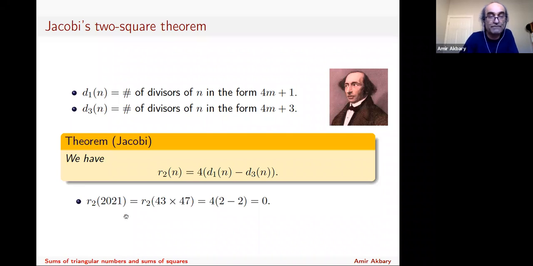So the 4 times the difference of the number of divisors of n in the form 4k plus 1 minus the number of divisors in the form 4k plus 3. So the question that I raised about r_2(2021): 2021 is a product of two consecutive primes, 43 and 47. And so we have 4 divisors, 2 of them in the form 4k plus 1, 2 of them in the form 4k plus 3. So actually, there's no way we can represent 2021 as a sum of two squares.